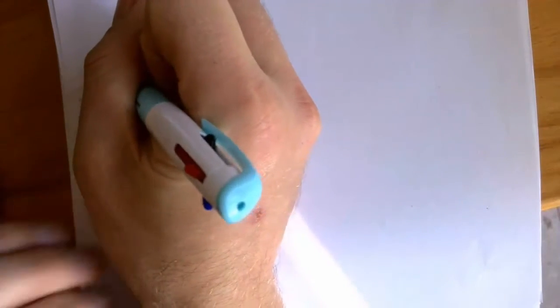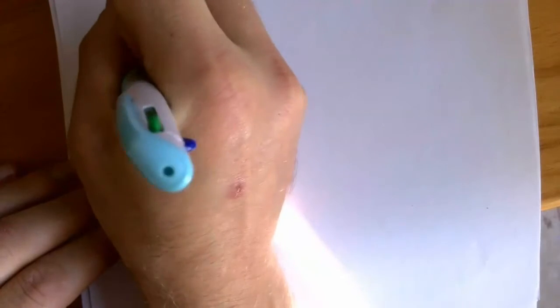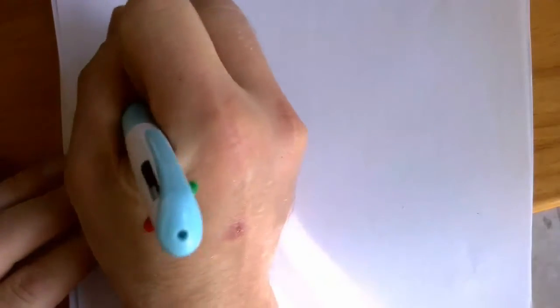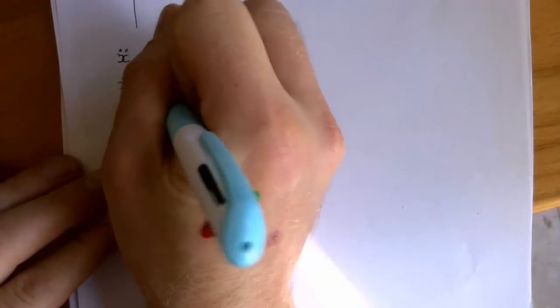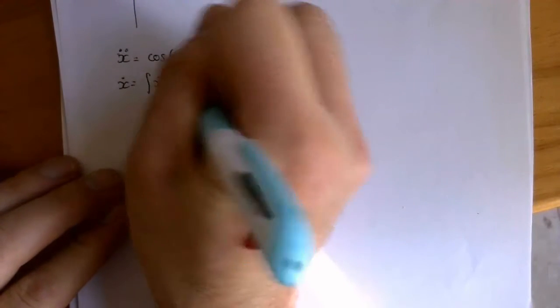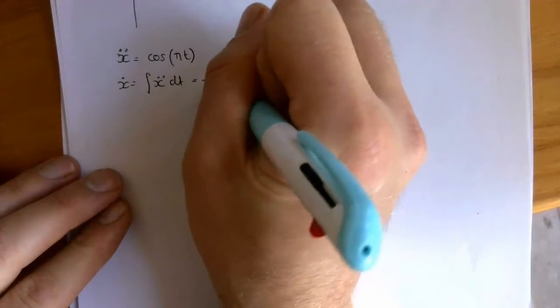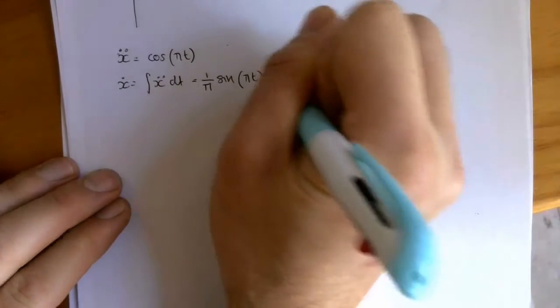Okay, so as I think about this, what we're told in the question is that the acceleration is cos of pi t. So x double dot equals cos of pi t. And I know to get from the acceleration to the velocity, I need to integrate. So the velocity is going to be the antiderivative of x double dot dt, which integrating this expression would give me 1 over pi sine of pi t plus c.